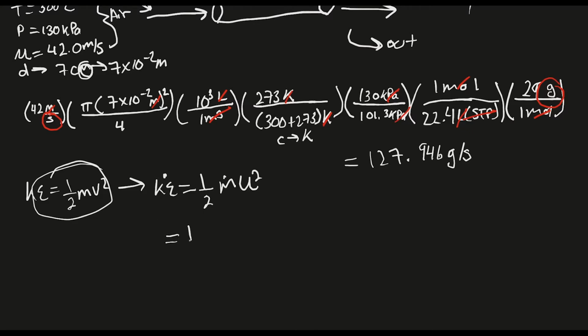So we start plugging things in. 1/2 m dot, and then our mass flow rate, 127.946 grams per second. Great. And then our u, we're told that u is 42.0 meters per second, right? Oh, don't forget the squared. Cool. Now, normally you would simplify this. You make that m squared, second squared, and then 42 squared. You can simplify it, get a constant, whatever.